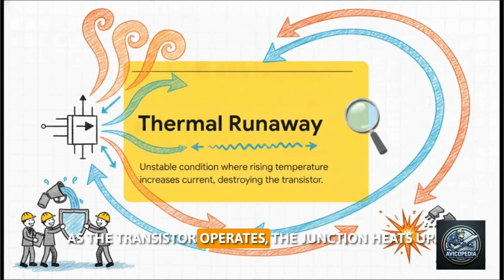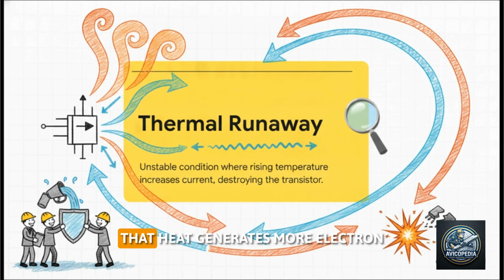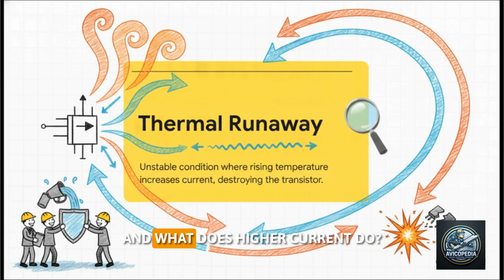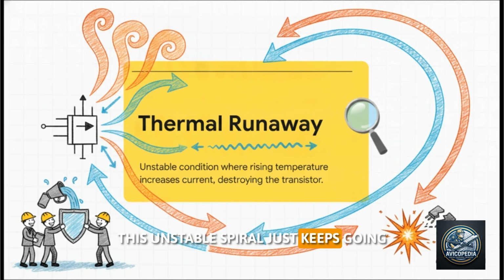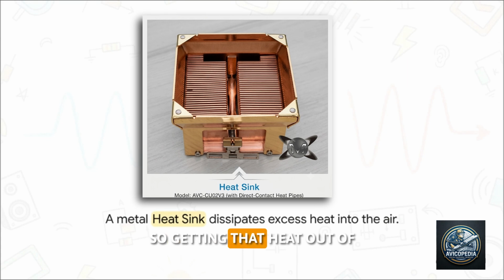As the transistor operates, the junction heats up. That heat generates more electron hole pairs, which spikes the collector current. And what does higher current do? It produces even more heat. If you don't actively stop it, this unstable spiral just keeps going until the transistor is completely cooked, permanently destroyed. So getting that heat out of there is absolutely crucial.